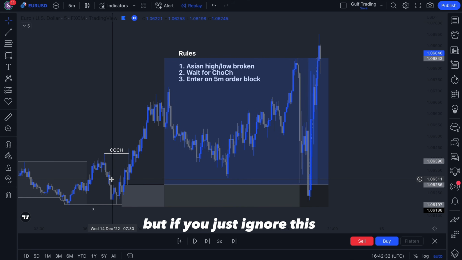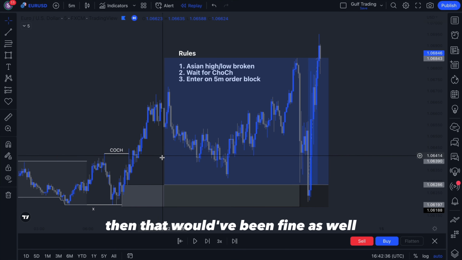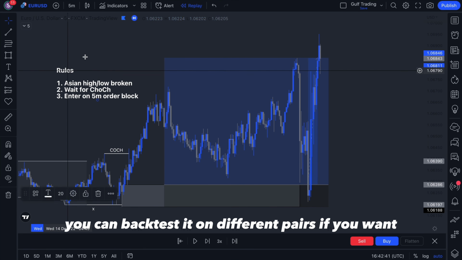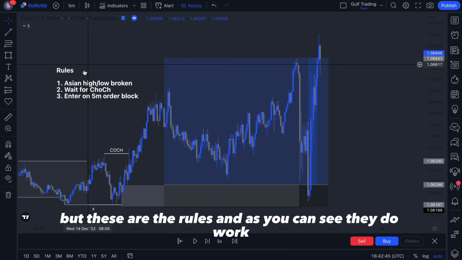But if you just ignore this trading day as a whole, because it's quite messy, taking out both, then that would have been fine as well. But these are rules. You can backtest it on different pairs if you want, and check the 15-minute if you'd rather trade that. But these are the rules, and as you can see, they do work. Obviously not all the time.